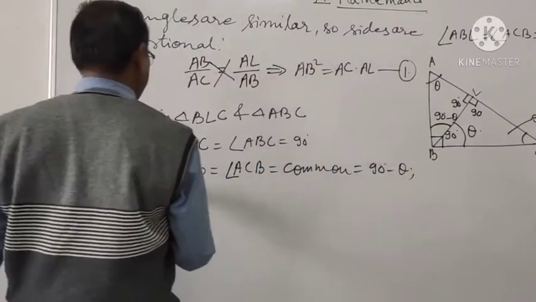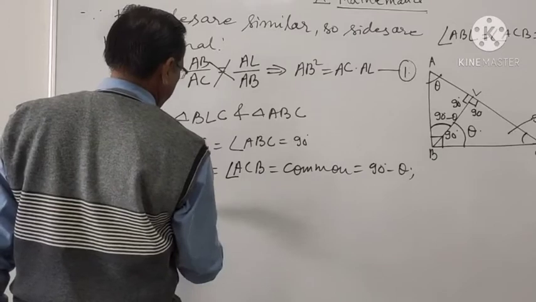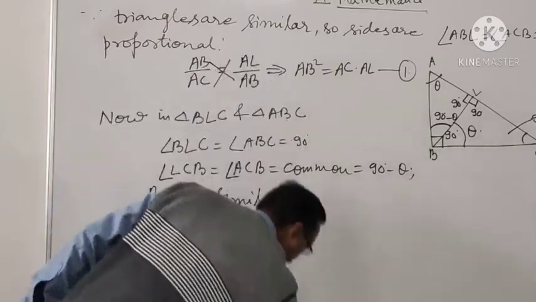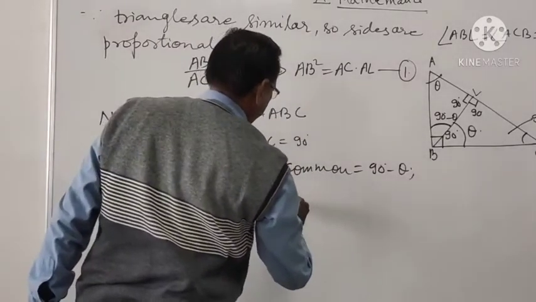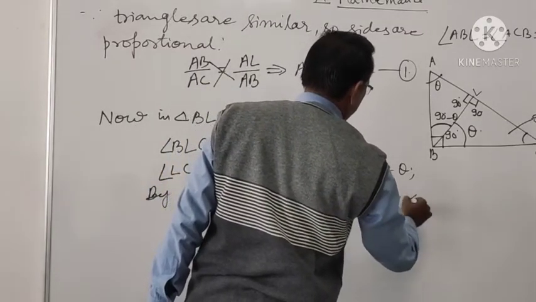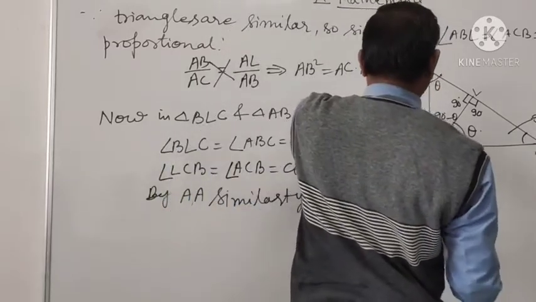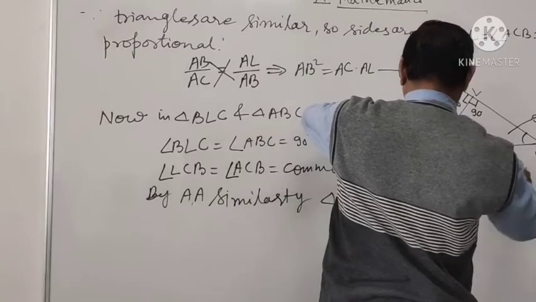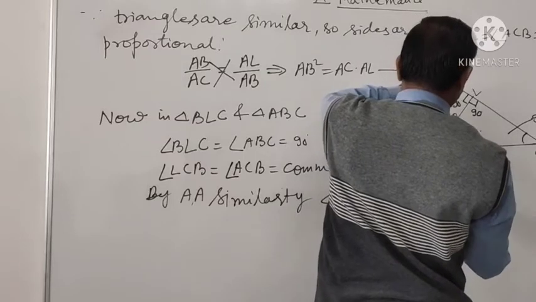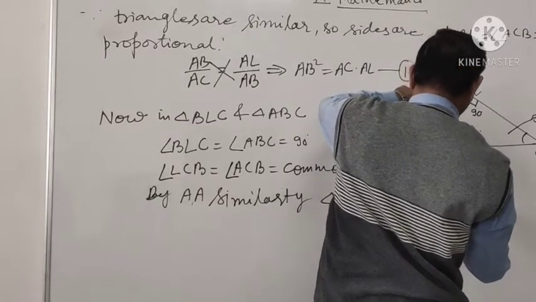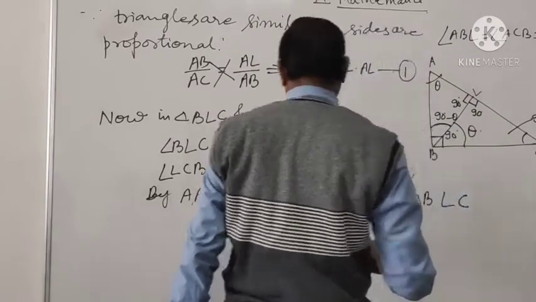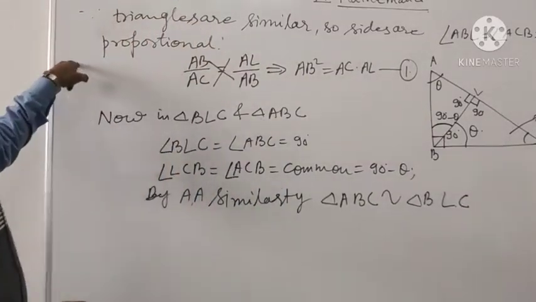So by AA similarity, triangle ABC is similar to triangle BLC. Here angle C is common, A is replaced by angle B, and there is L. So triangles ABC and BLC are similar. Since triangles are similar, sides are proportional.